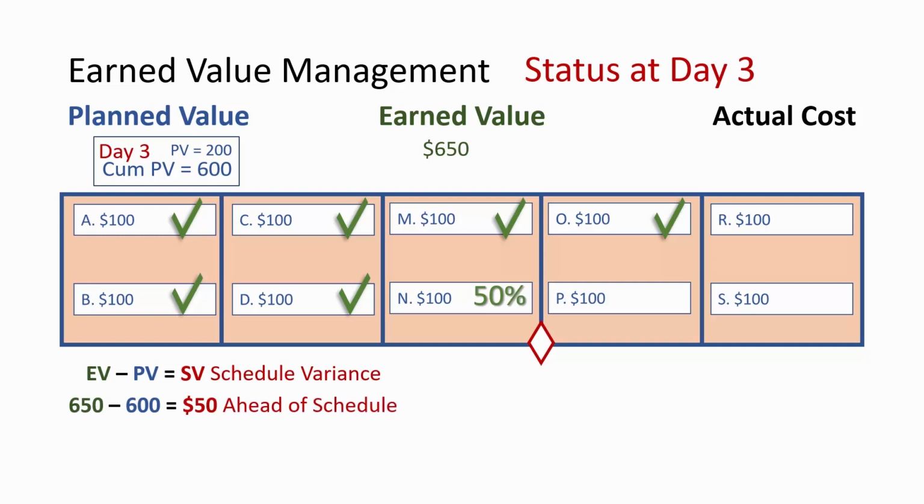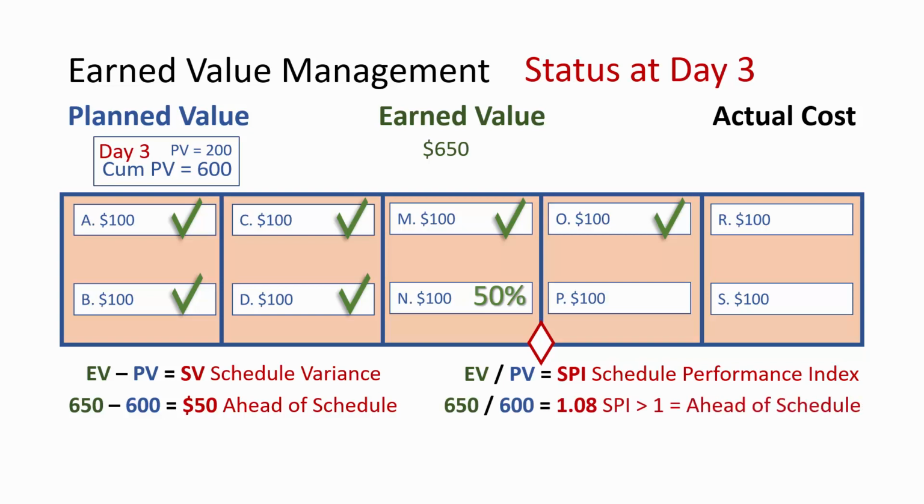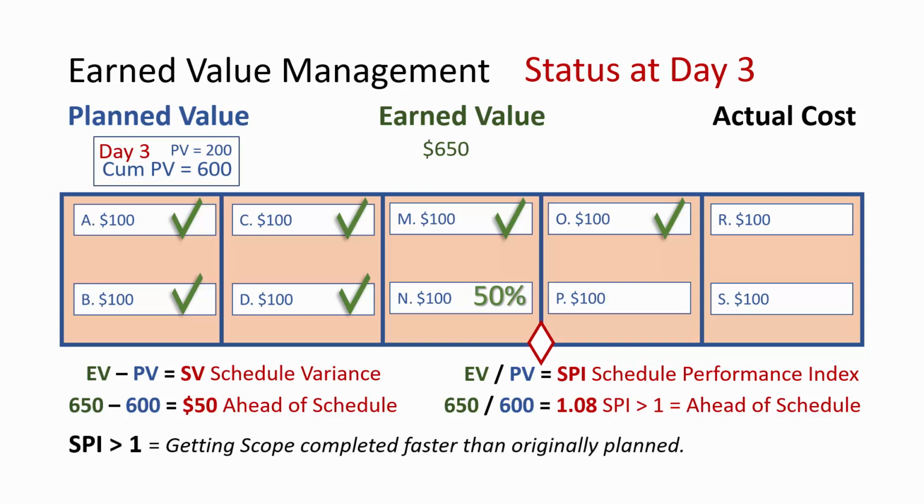An even better way to use cost to measure schedule performance is to divide EV by PV. That gives us a schedule performance index. Divide 650 by 600 and you get an SPI of 1.08. An SPI greater than 1 says that you are getting scope completed faster than originally planned, and therefore the project is ahead of schedule.